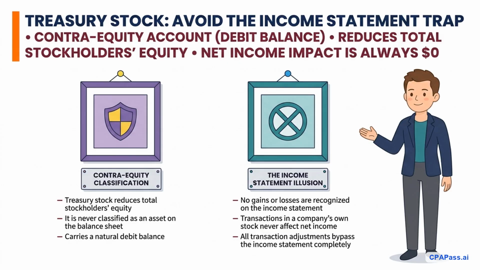Many CPA candidates lose easy points on the FAR exam by misclassifying Treasury stock or falling into the income statement trap. Treasury stock represents a corporation's own shares that it has repurchased from investors. Under the cost method, we record this transaction at its actual acquisition cost, completely ignoring the stock's original par value. Crucially, Treasury stock is not an asset, it is a contra equity account that reduces total stockholders' equity. Today, we will break down how to handle buybacks and reissuances without accidentally recording a single dollar of gain or loss on your income statement.